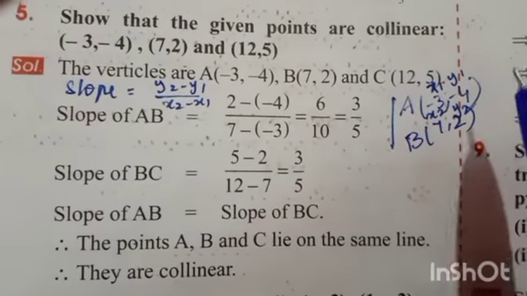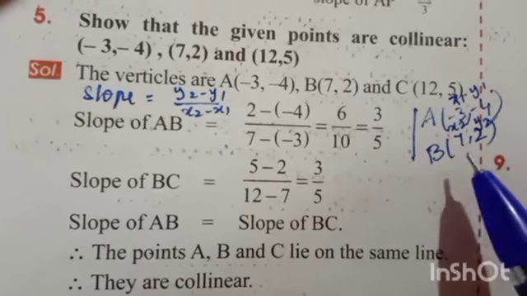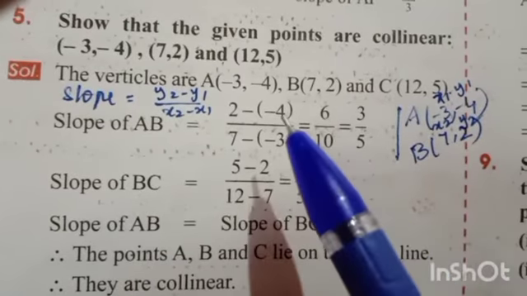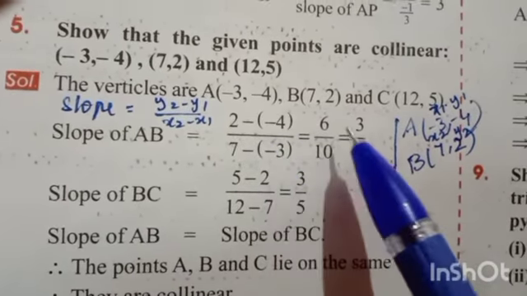What is y2? 2, minus of minus 4, by x2 which is 7, minus of minus 3. So minus of minus becomes plus: 2 plus 4 is 6.